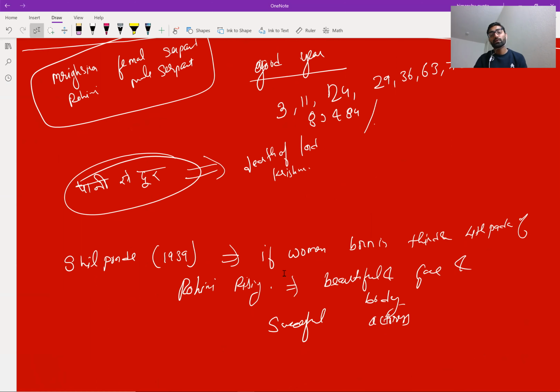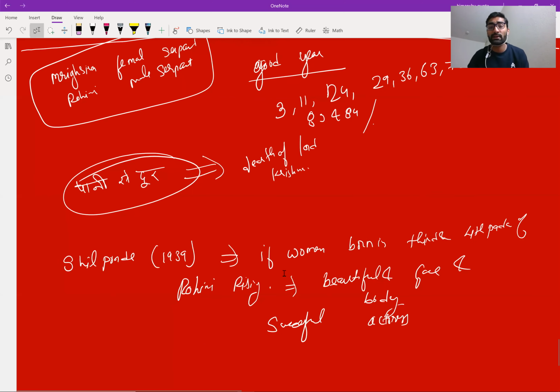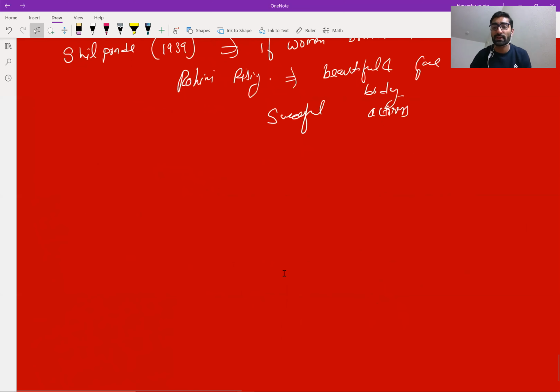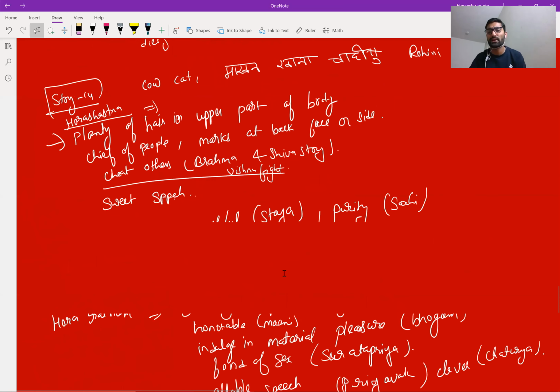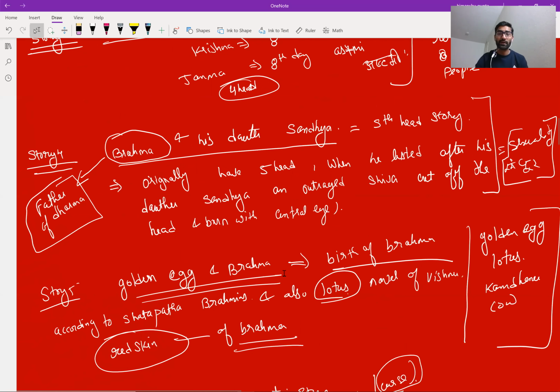Also, there is one astrologer called Sepharial. In 1939 he wrote in his book that if a woman is born in the third or the fourth pada of Rohini, or has the third or fourth pada of Rohini rising, then she will be really beautiful. She has a very beautiful face and body, and also becomes a successful actress. So these are all the traits of Rohini.